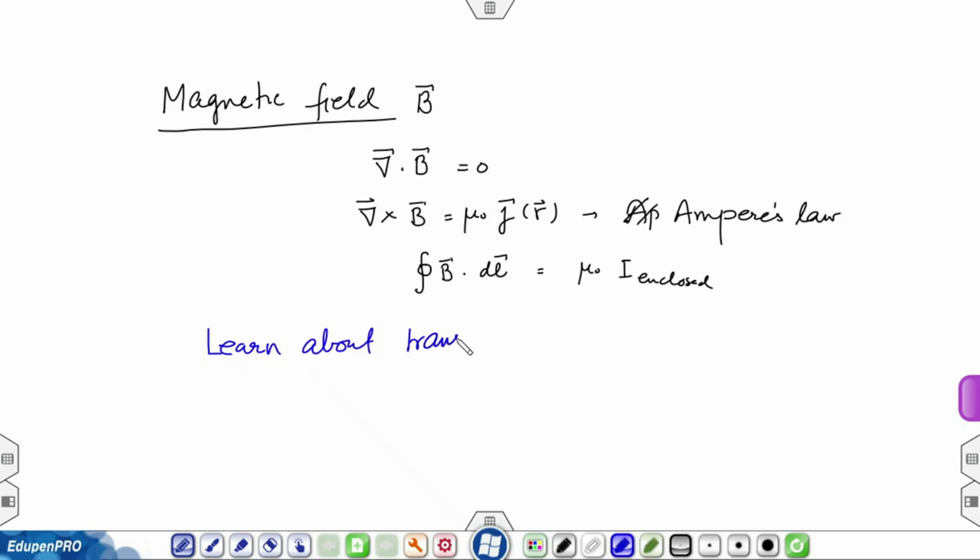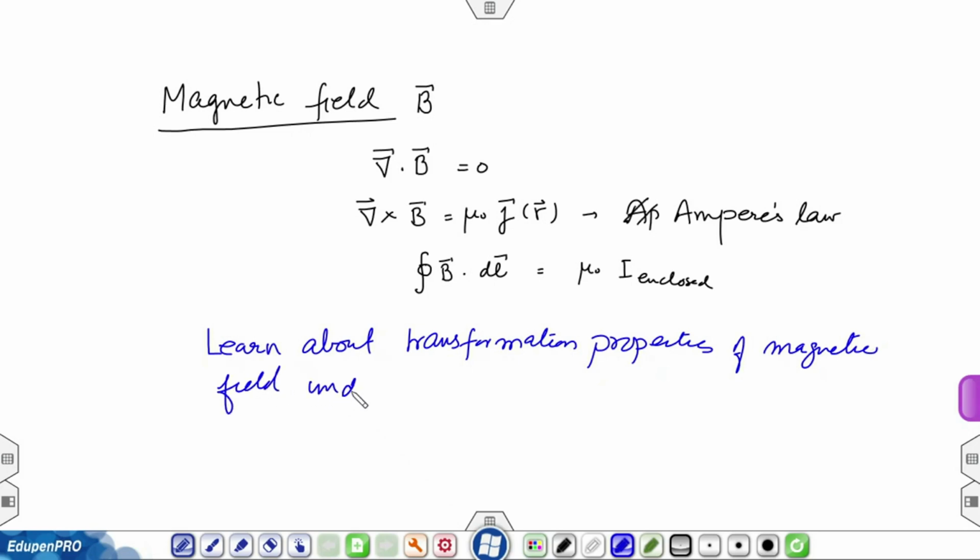transformation properties of magnetic field under rotation and reflection. By reflection, we also mean inversion. Why is this important? Because this distinguishes magnetic field from a regular vector.